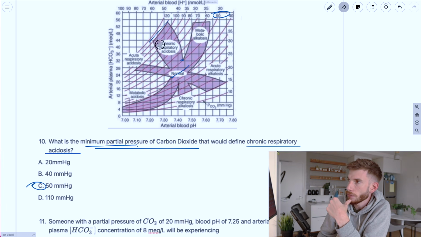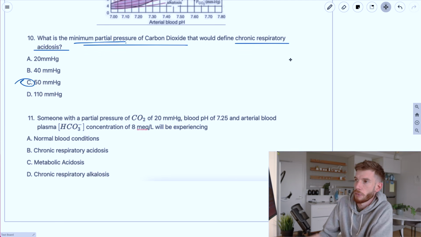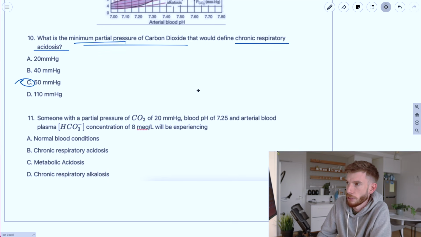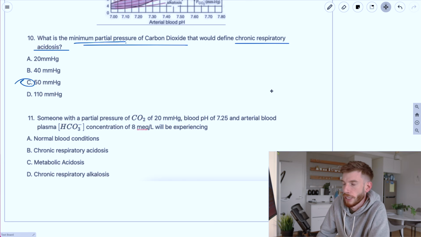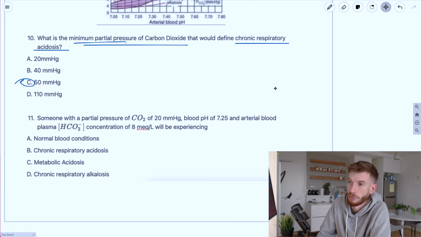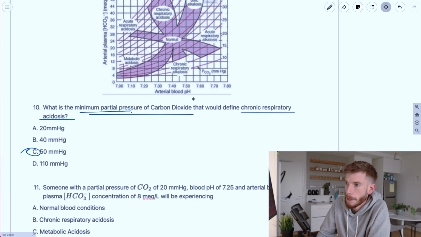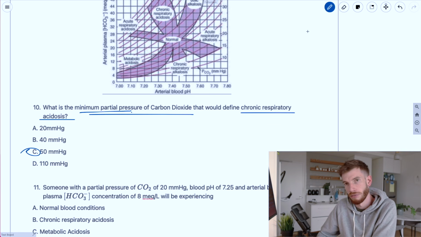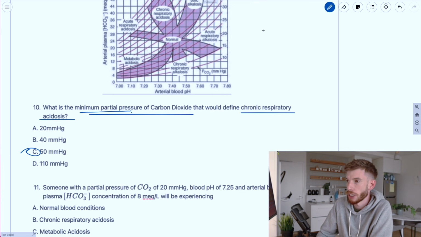Cool. All right, so that's that one. Then someone with a partial pressure of CO2 of 20 millimeters mercury, blood pH of 7.25, and arterial blood plasma of carbonic acid, or at least the first association of it, of 8 milliequivalents per liter, will be experiencing which disease? So this one is just about reading the graph, basically using the chart.